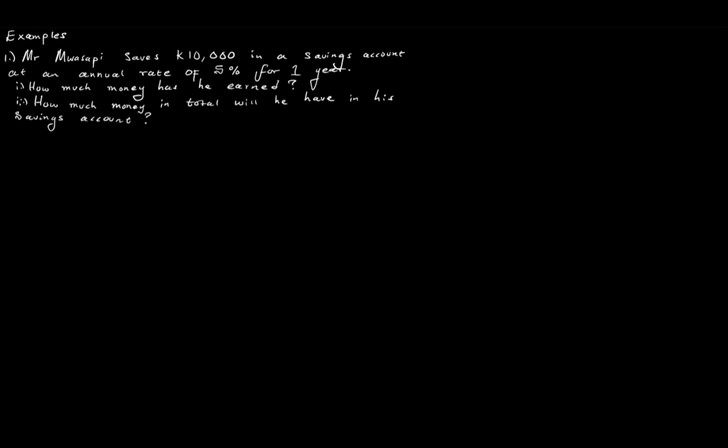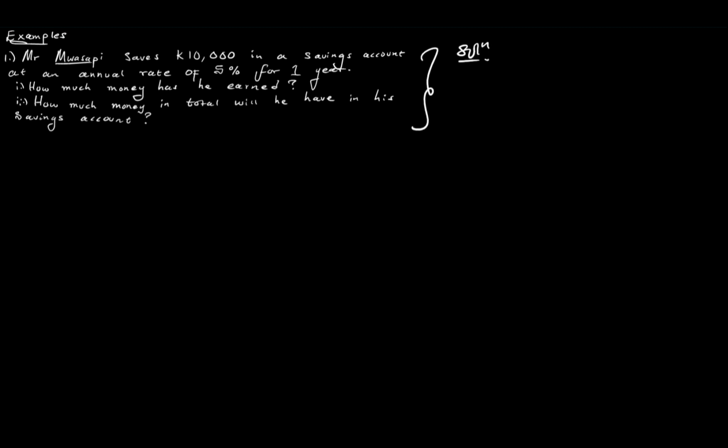The first example says, Mr. Mosapi saves 10,000 in a savings account at an annual rate of 5% for 1 year. And the first question is asking us to say, how much money has he earned? Then again, another question says, how much money in total will he have in his savings account? All right, let's solve this.